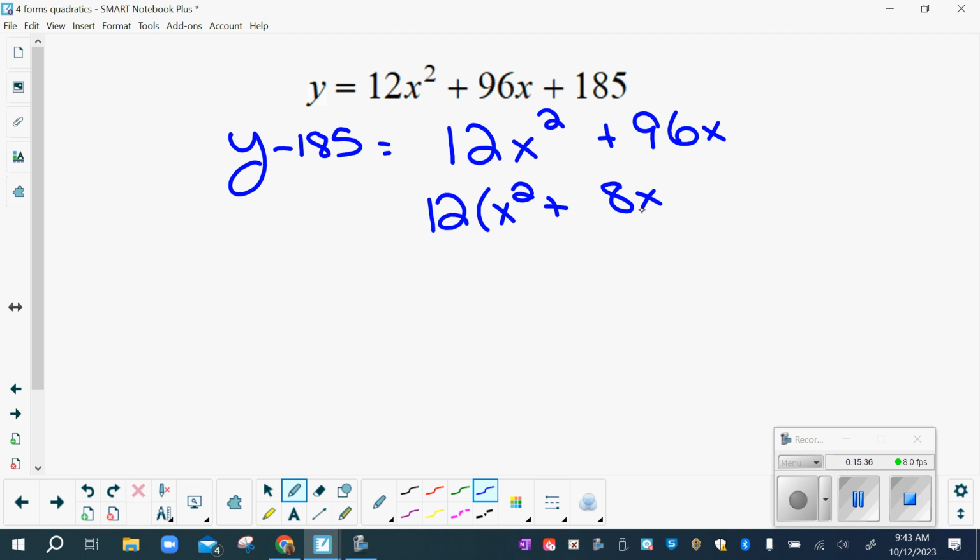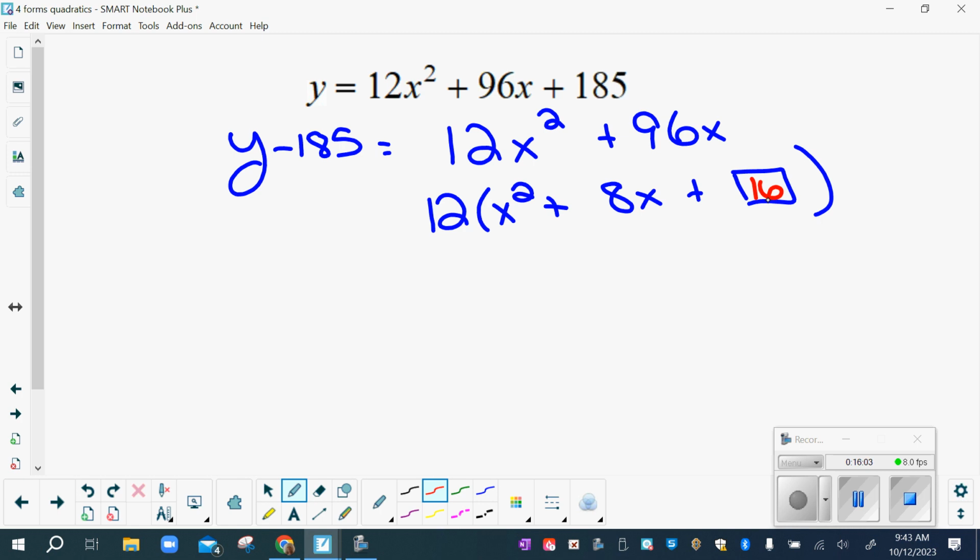Okay, so now I'm going to keep on rolling, and I'm going to do everything that I normally would do. I'm going to take that 8, chop it in half, split it to 4, square 4, and get 16. But hold the phone for a second. I am not going to put 16 on both sides.